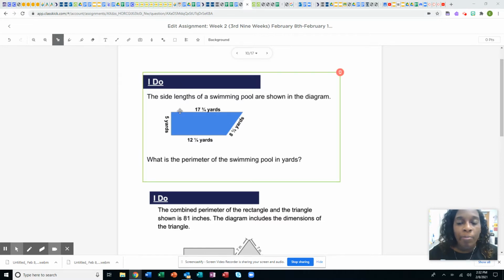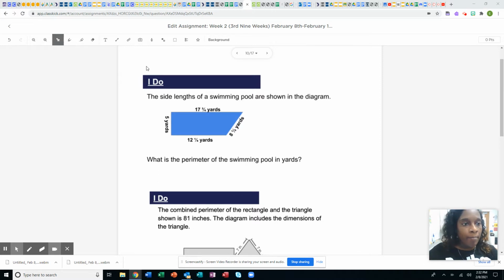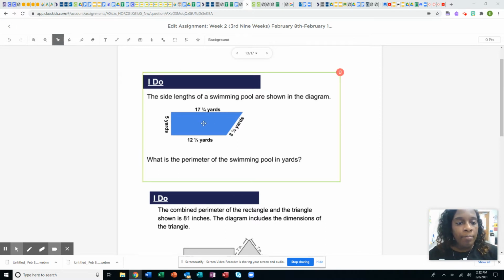We are going to look at this problem. So we are talking about perimeter. We're still talking about perimeter. So on this problem here, we have the side lengths of a swimming pool are shown in the diagram.